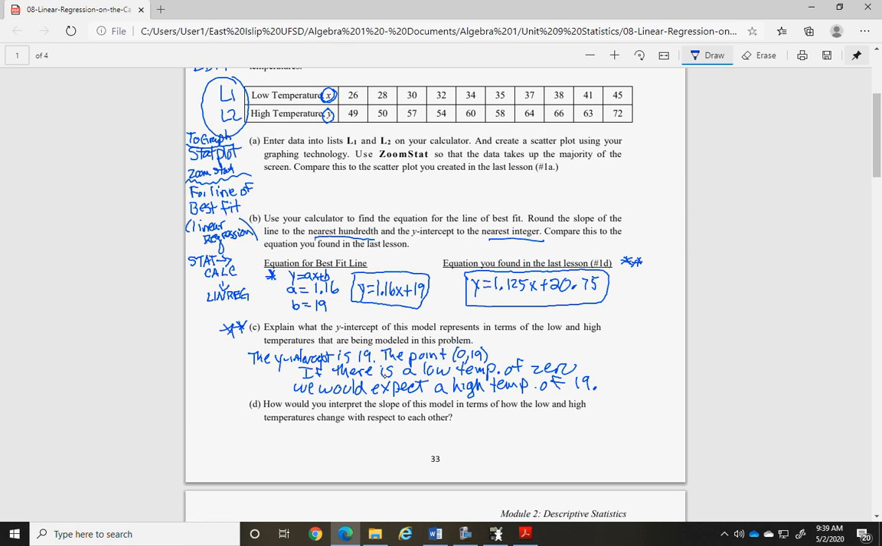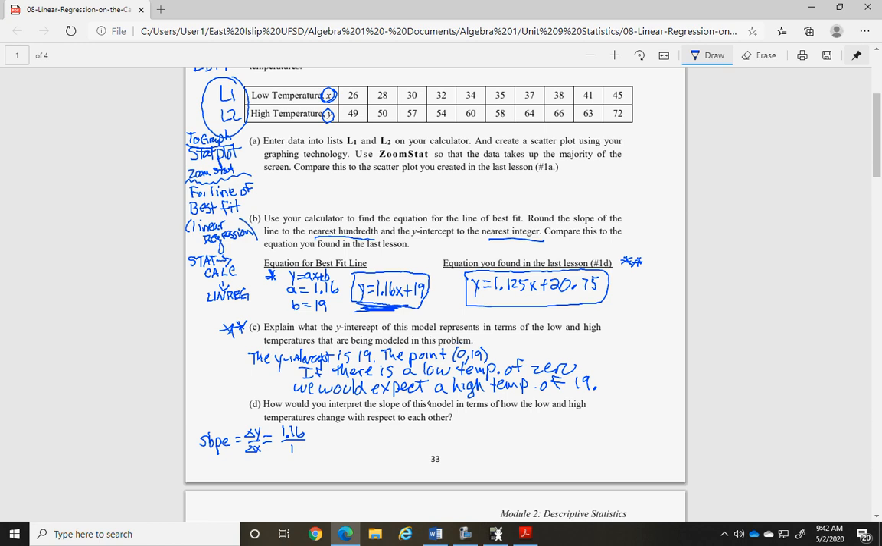Let's do D. How would you interpret the slope of this model in terms of how the low and high temperature changes with respect to each other? So since the slope is equal to change in y over change in x, and we see that the slope of our equation is 1.16 over 1, right? We can write it like this. It means that the y's are changing by 1.16 as the x's are changing by 1.